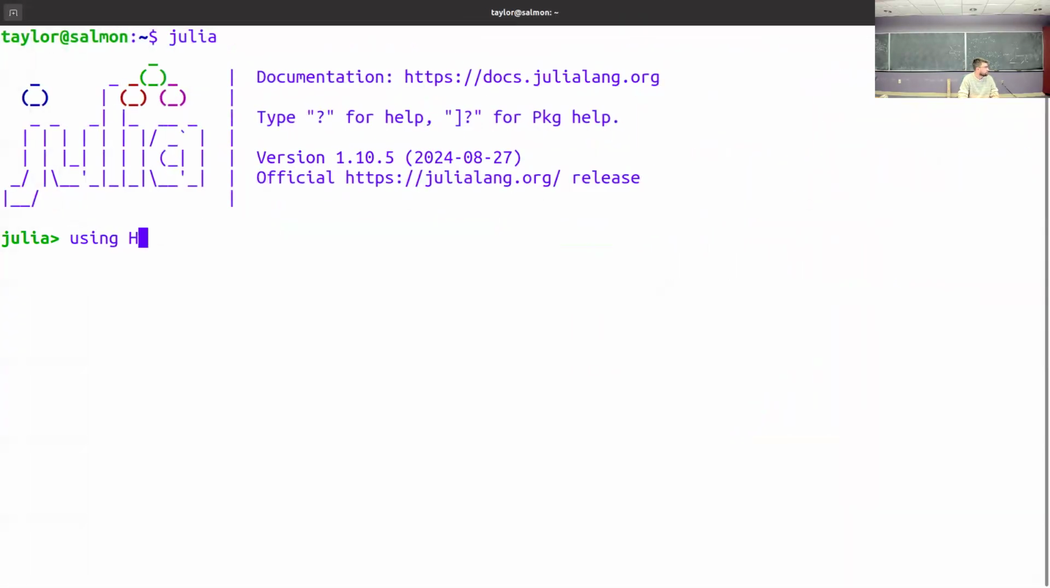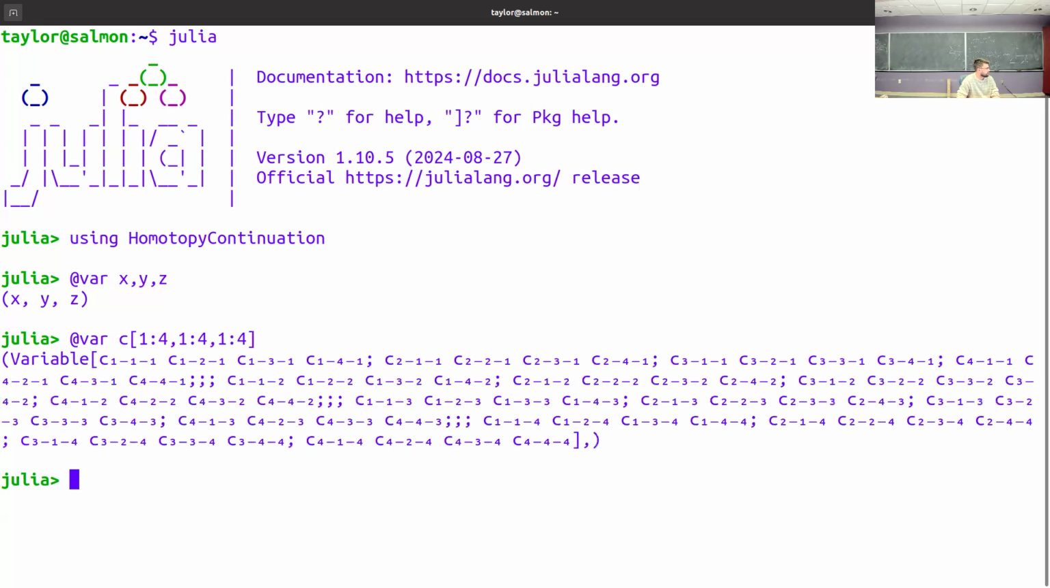Okay, here we go. So using homotopy continuation, what variables do we need? We are going to need an x, y, and z. We are going to need C. I want to write this, but the issue is that Julia indexes at 1. So I'm going to shift everything up by 1. So Cijk in Julia should be interpreted as C i minus 1, j minus 1, k minus 1 on the blackboard.